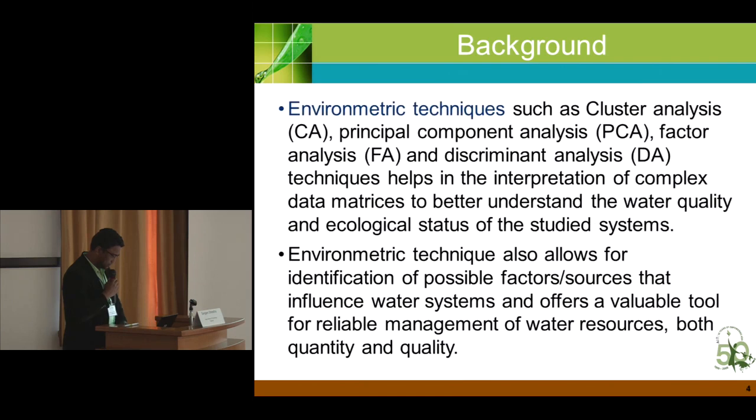So I would like to briefly introduce the environmetric techniques, which are also called the multivariate statistical techniques, that provide us the opportunity to see how the water quality varies from one location to another location, and how the water quality varies from one season to another season. There are different kinds of environmetric techniques, such as cluster analysis, principal component analysis, factor analysis, and discriminant analysis. These are all statistical techniques used to determine how the water quality varies within the season and within the locations.